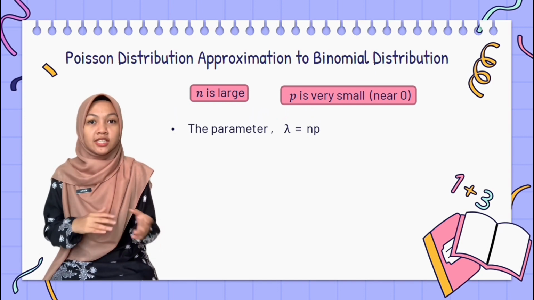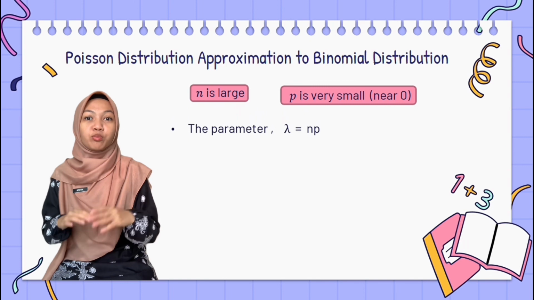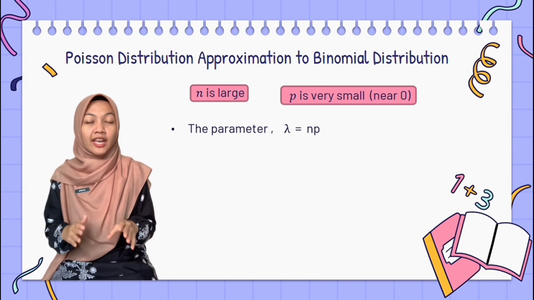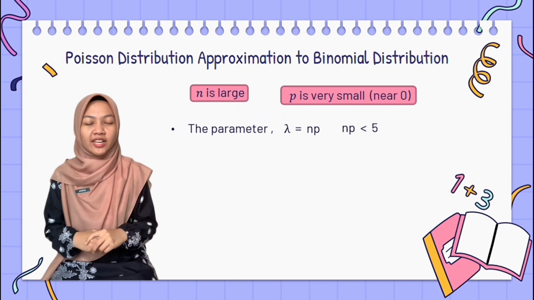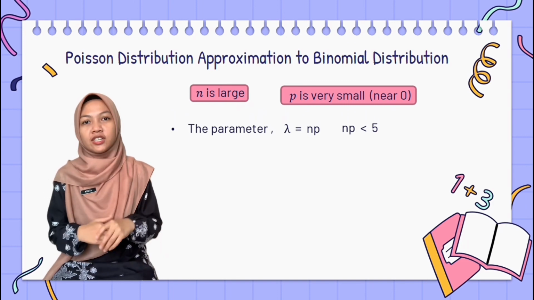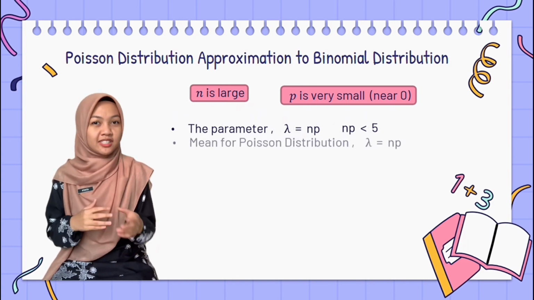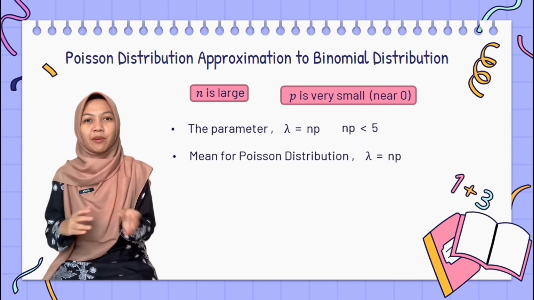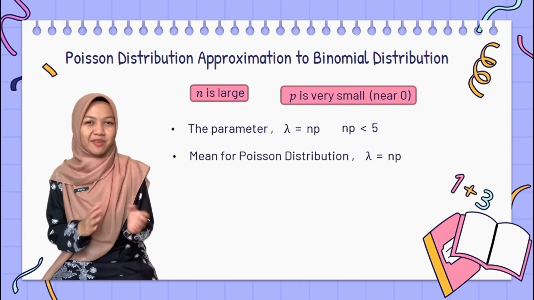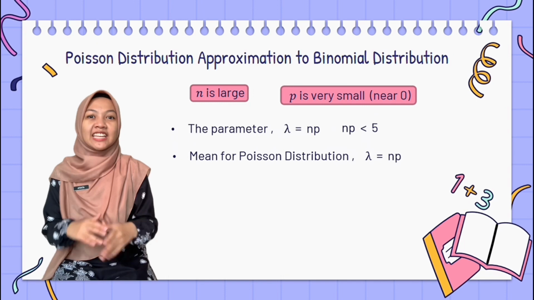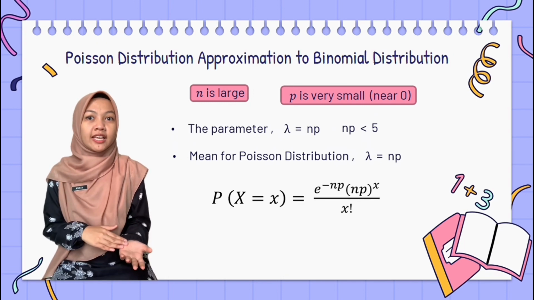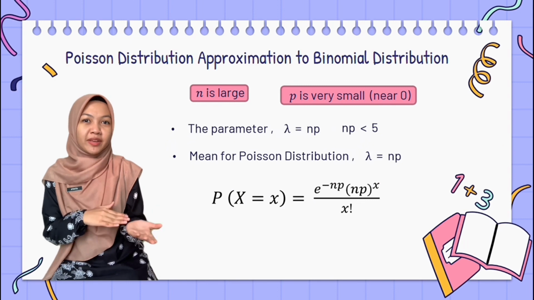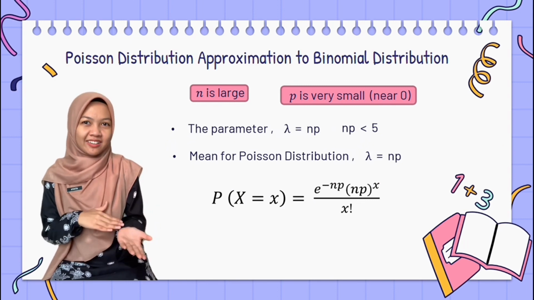Normally, we change the binomial distribution to Poisson distribution when np is less than 5. So the mean for this Poisson approximation distribution will be lambda equal to np. So, this is the mathematical expression for the Poisson model used to approximate the true binomial result.